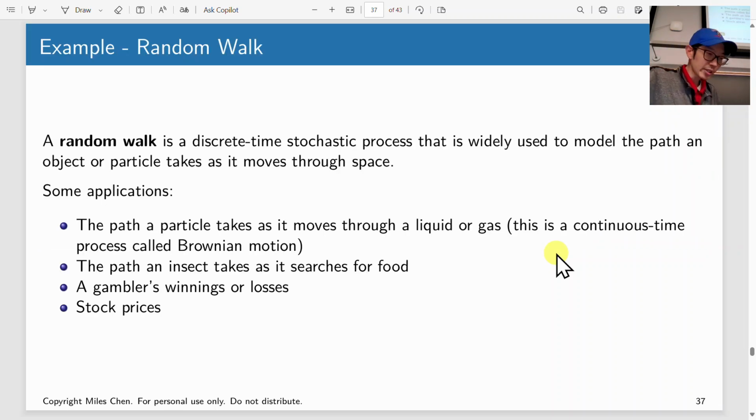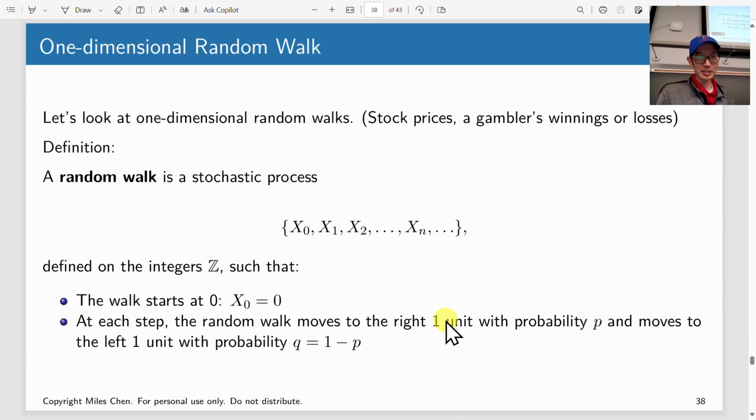We'll do another Markov chain. This is the random walk, just another classical example of Markov chains. It is used to model the path an object or a particle can take as it moves through space, or, I don't know, like an insect walking along or something like that. Some applications: a particle's path as it moves through a liquid or gas in continuous time. This was Brownian motion. That was the thing that Einstein won the Nobel Prize for, I think. Maybe? I don't know. Well, anyway. And then other things, going up or down, stock prices, stuff like that.